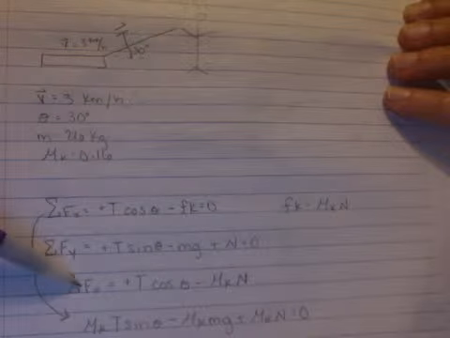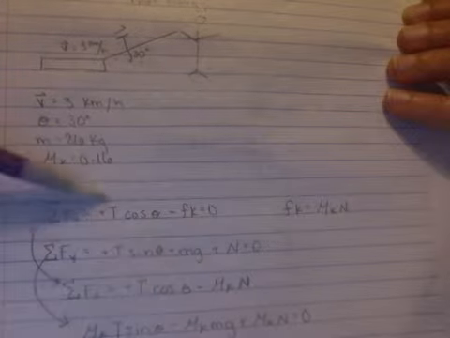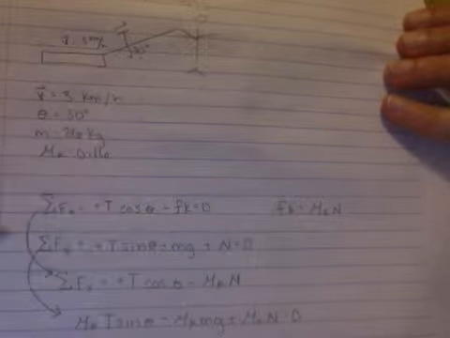We can rewrite this equation as shown right here: the net of forces in the X direction is positive tension cosine theta, and we can replace the kinetic friction with the coefficient of kinetic friction times the normal force. Then I have all the forces acting in the Y direction, which is positive tension sine theta minus mg plus the normal force.